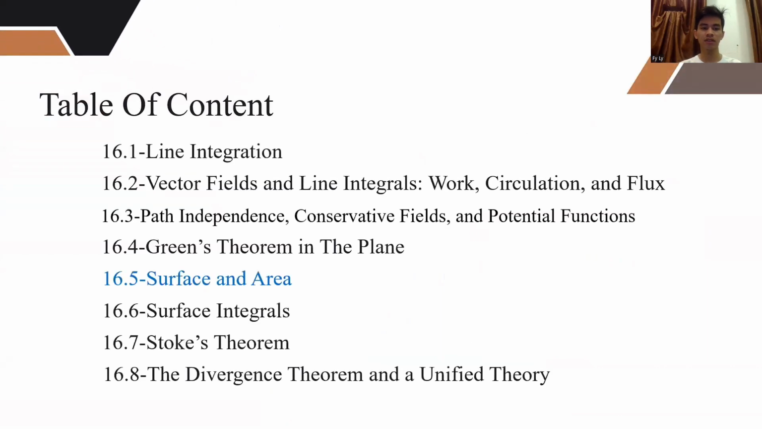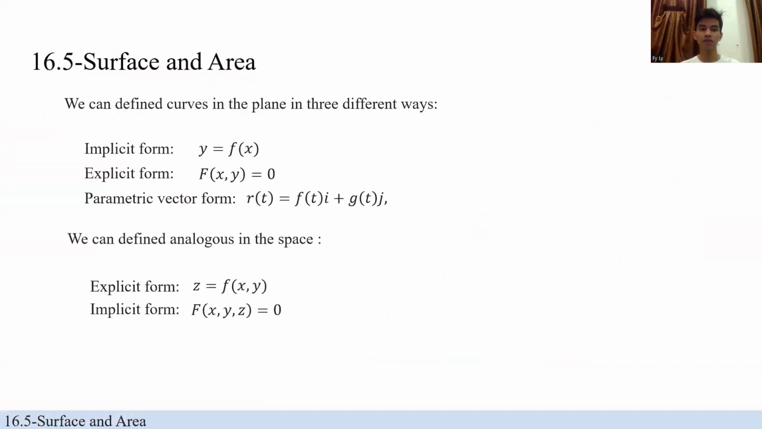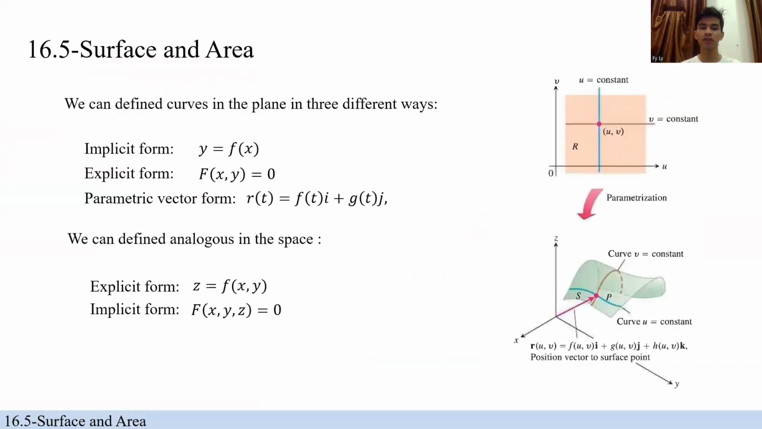So here's my content, chapter 16.5, Surface Area. We can define a curve in the plane in three different ways: explicit form, y equal to function f(x); implicit form, function f(x, y) equal to 0; and parametric vector form, r(t) equal to function f(t) i hat plus function g(t) j hat.